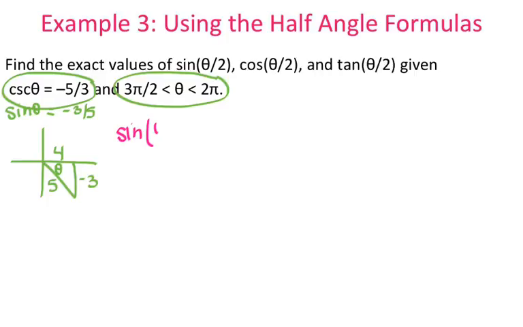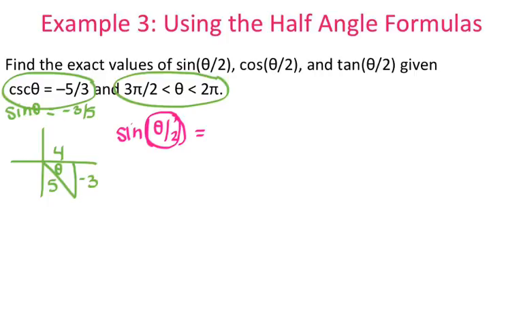So sine of theta over 2. Okay, now if you look at the quadrant that you are in, the fourth quadrant, your sine is negative in the fourth quadrant. Ignore what I said about sine being negative in the fourth quadrant, because that plus or minus is always determined by theta over 2. So we actually need to figure out which quadrant theta over 2 is in.